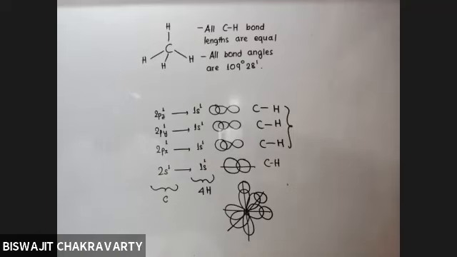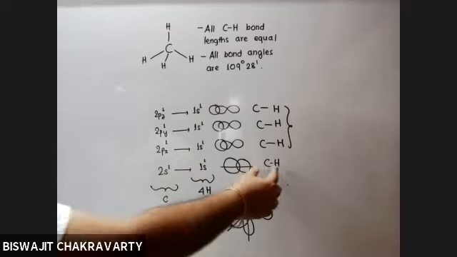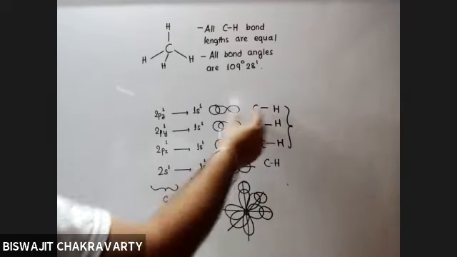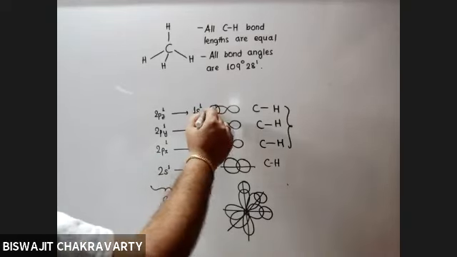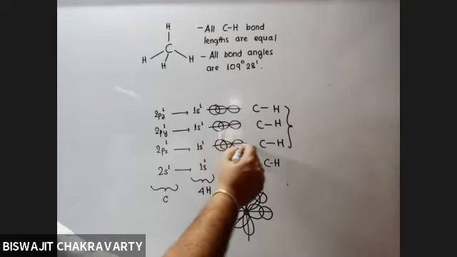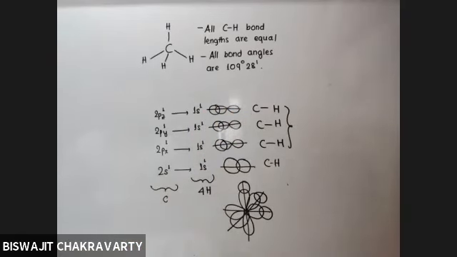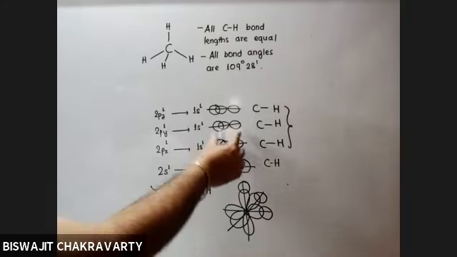Sir, the angle between the fourth one is lateral. No, nothing to do with angle. Why do you think this should be shorter with respect to the other three? Sir, because that one is a sigma bond. All are sigma bonds. There is no pi bond here. So why do you think this should be shorter with respect to the other three?